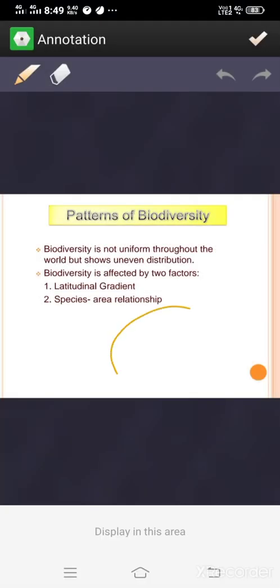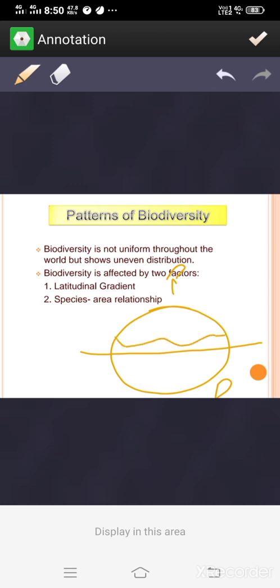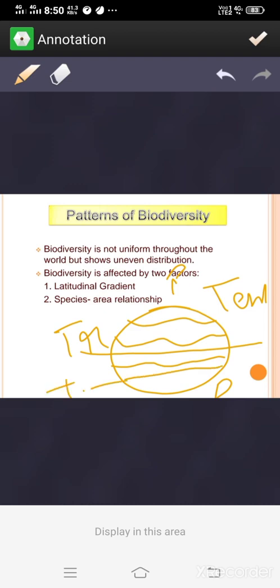You know that this is the earth and this is the equator, and here is one pole and the other opposite side is another pole on the earth. This divides the earth into hemispheres, and next to the equator you can see a region called the tropics. This is the tropics, beside the equator on both sides. Next to the tropic regions you can see temperate regions on both sides. Next are the poles. One is the Arctic pole and the other is the Antarctic pole.